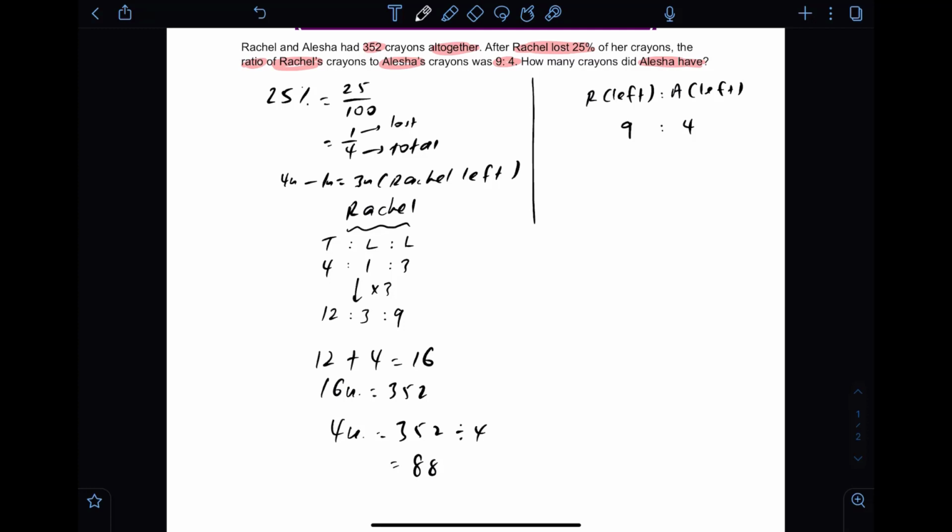How do we divide by 4? Because from 16 to 4, we divided by 4. We do the same thing on the right side as well. Final answer for this question, 88 crayons for Alicia.